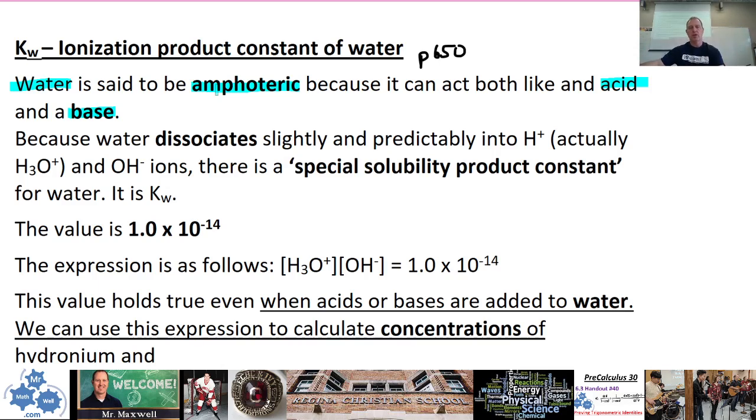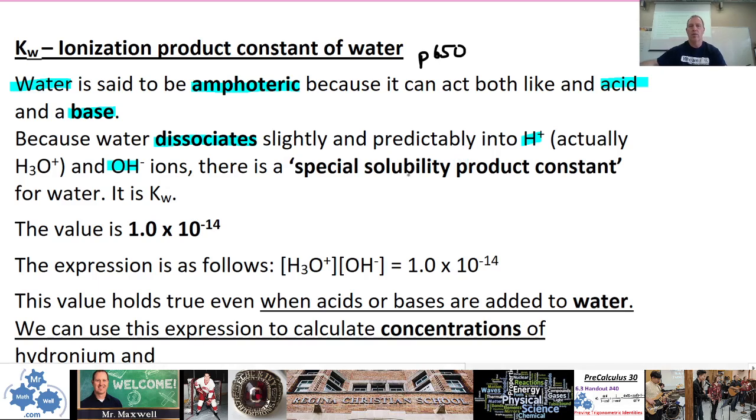Because water dissociates slightly, right? Dissociates. If you're following along with your blank notes here, you can put dissociates there. It dissociates slightly and predictably into H plus ions, and actually they're H3O plus ions, the hydronium ions. The textbook usually just writes H plus. You'll see that often, but we know that the protons don't really float around in solution all by themselves. It's hydronium ions and hydroxide ions.